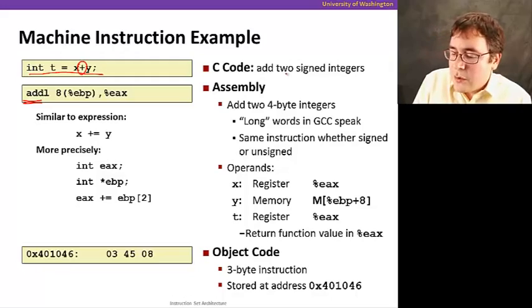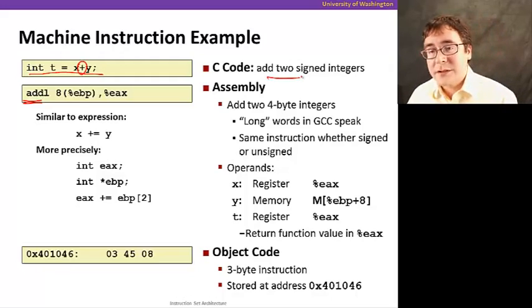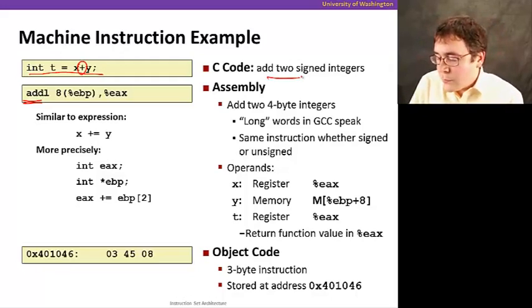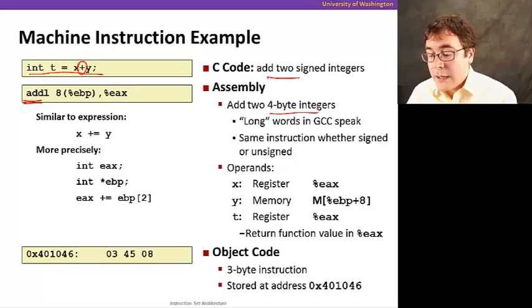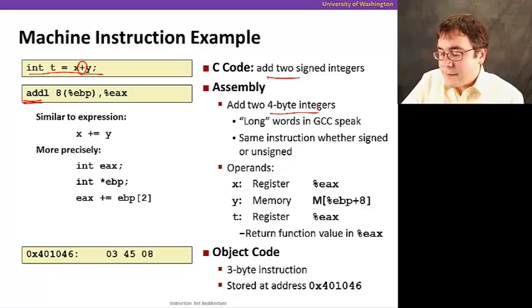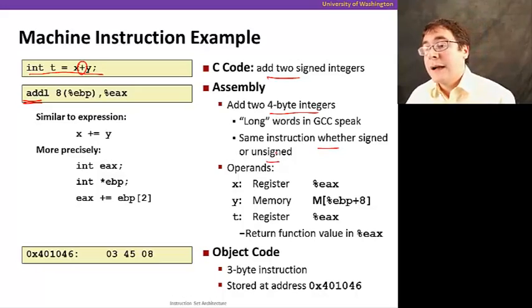Okay, so the C code here, what we're trying to do is add 2 integers. And then in assembly code, what we're doing is adding 2 4-byte integers. By the way, note that it's the same instruction whether it's signed or unsigned. Gaetano told you about signed and unsigned integers, right? So you know about that now, but the instruction doesn't know whether it's adding a signed number or not.